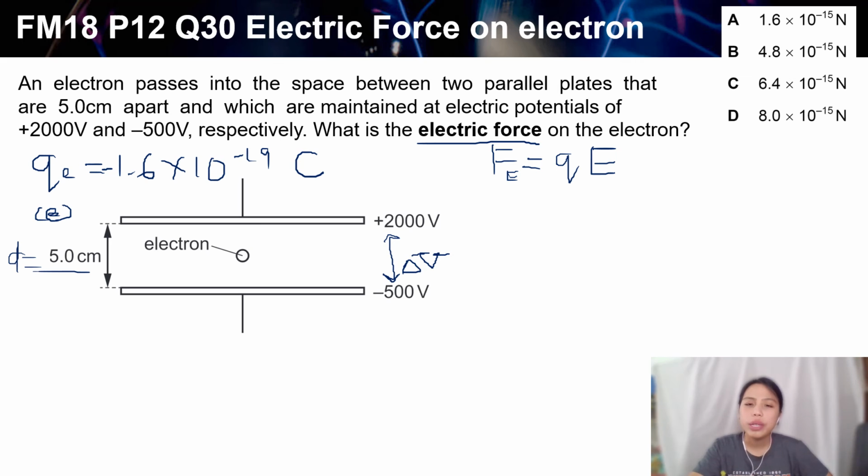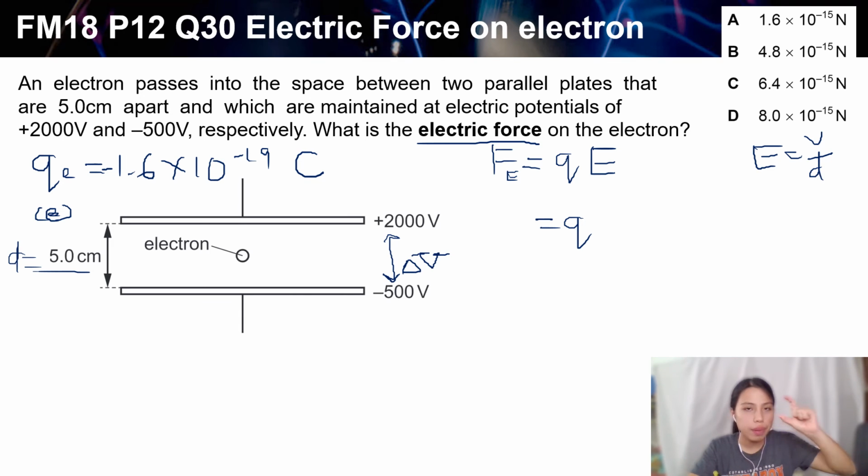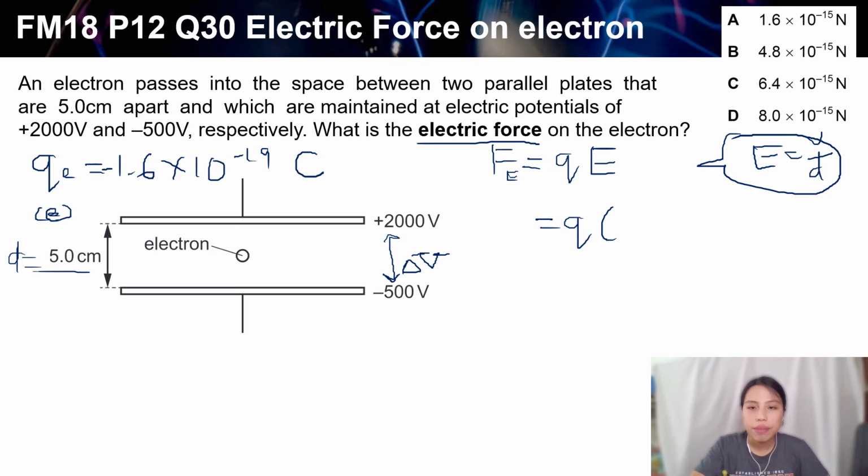How about E? Do we know E? We don't exactly know it, but we can plug in the equation that we know earlier. E is voltage between plates, the potential difference between the plates, over how far they are apart. So let's plug that in. So we have V over D. That gives us the equation QV over D. Hey, now we can calculate. So let's calculate the force.